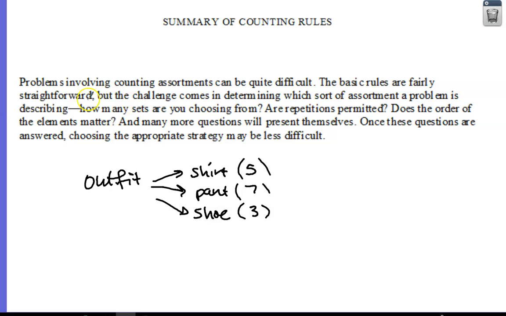So some of the things that we need to consider, and we'll talk about this as we get into it, is how many different sets are you choosing from? Are you allowed to repeat? Like could you wear 2 pairs of pants of the same pant, which you can't here? Does the order of the elements matter? And then some other things will come up. Some of them are easy and some of these situations get more difficult.